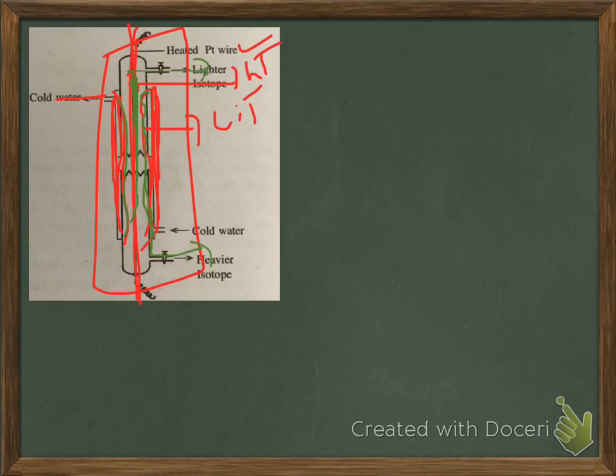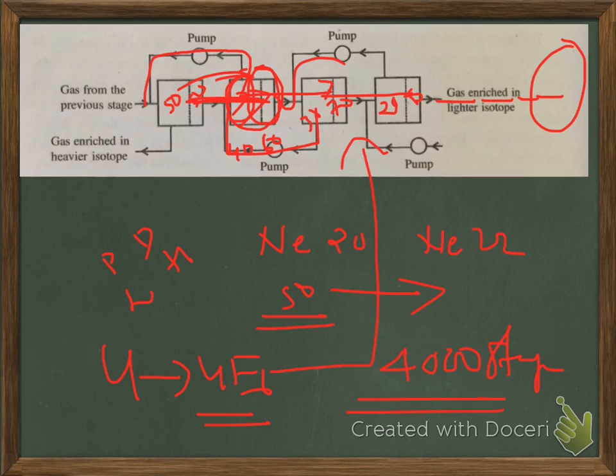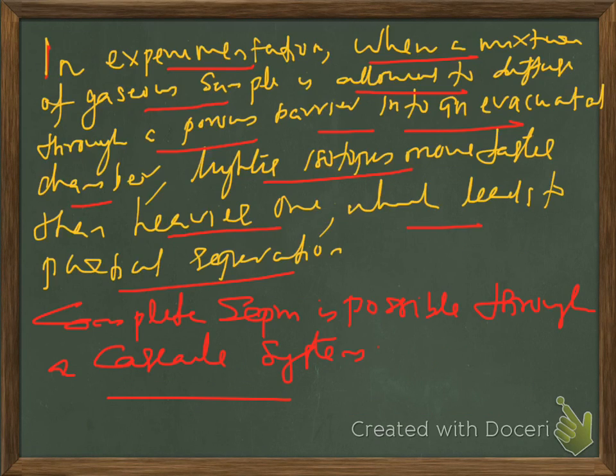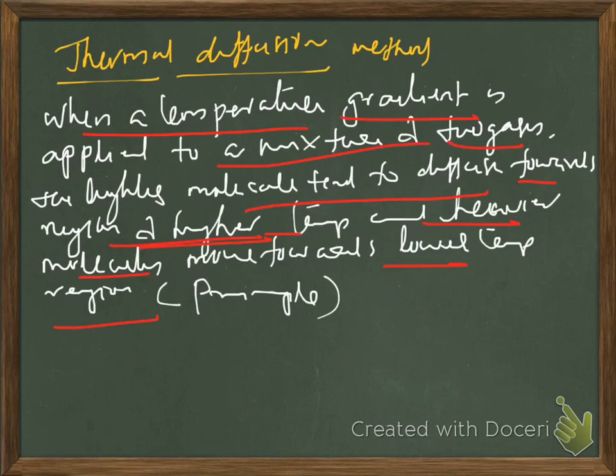In the previous method, there is a difference in the density or mass of isotopes, and the isotope with low molecular mass will tend to move towards the evacuated region, or has a higher tendency to undergo diffusion.